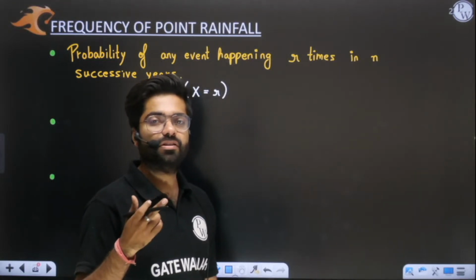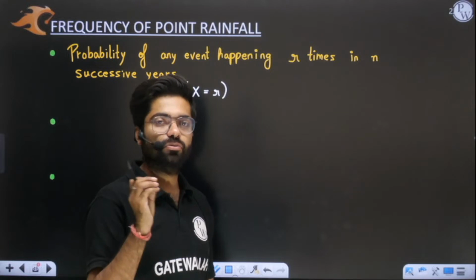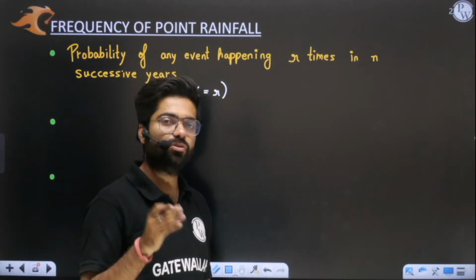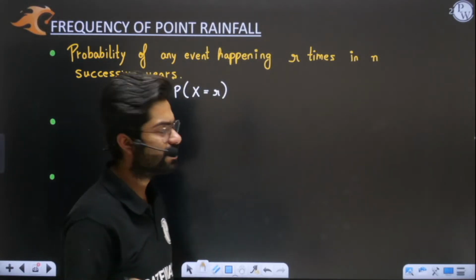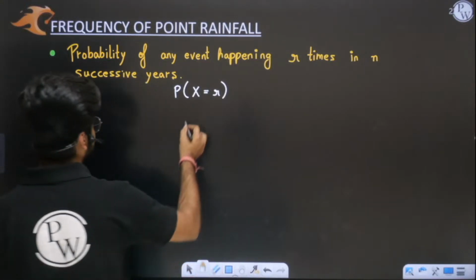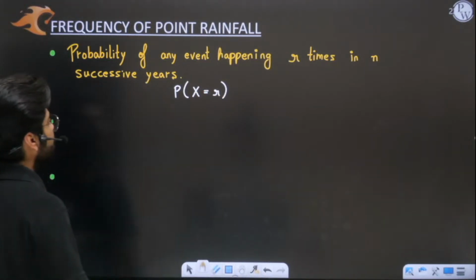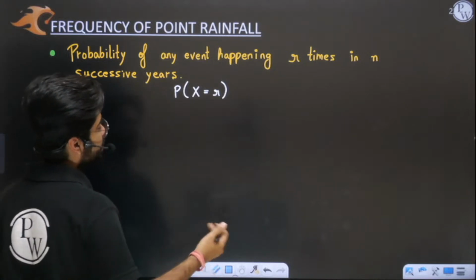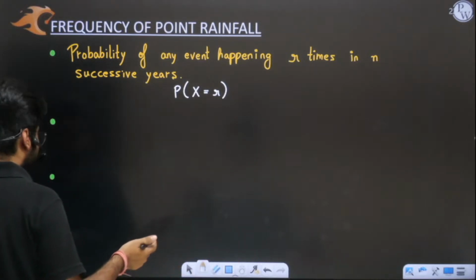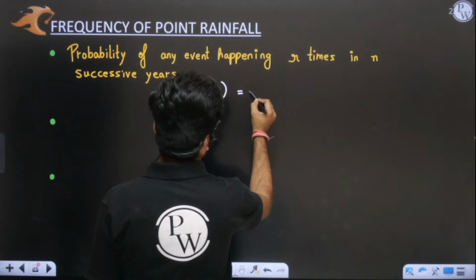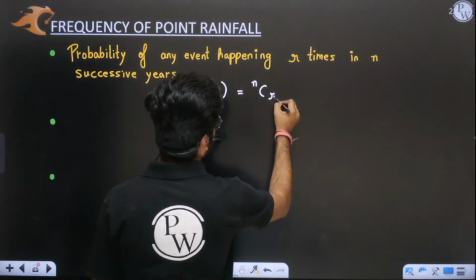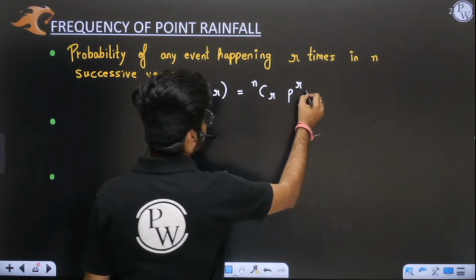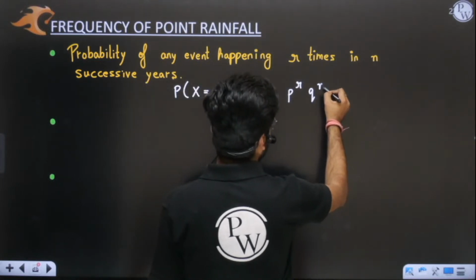That event can happen in 0 years also, in 1 year also, in 2 years also. Out of n years, it can happen in 0, 1, 2, 3, 4, up to n years. So x is a random variable which will take place, and obviously its value will be from 0 to n. So the probability is given by nCr p^r q^(n-r).